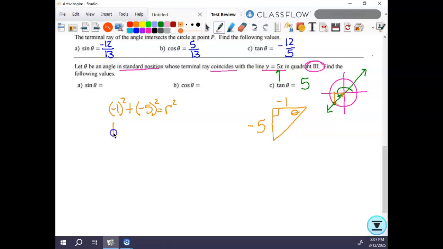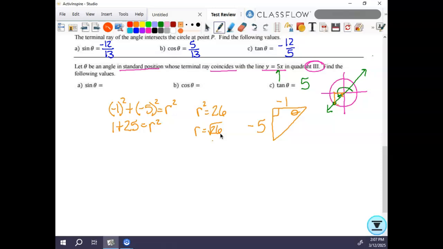So that's going to be 1 plus 25 equals r squared. So r squared equals 26. R is the square root of 26, and it's the positive square root of 26 because r is a distance, so we don't care about the negative part. Okay? Everybody good with that?